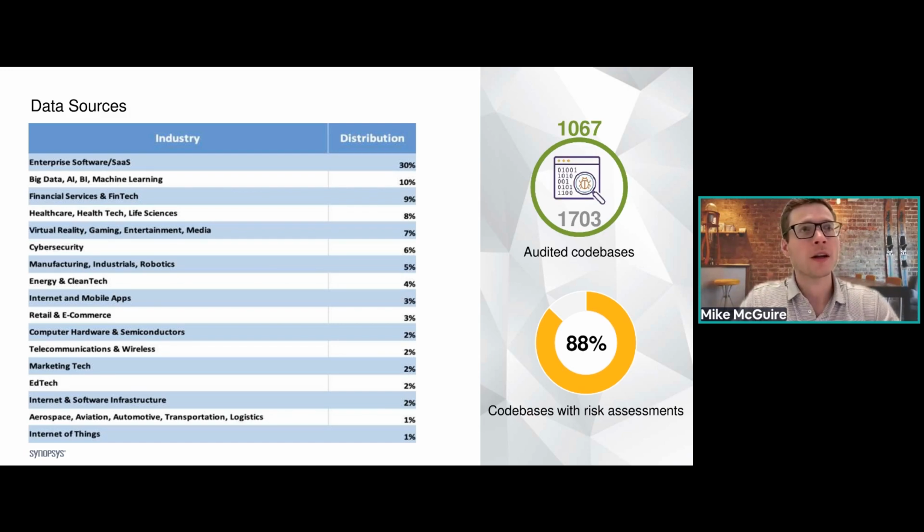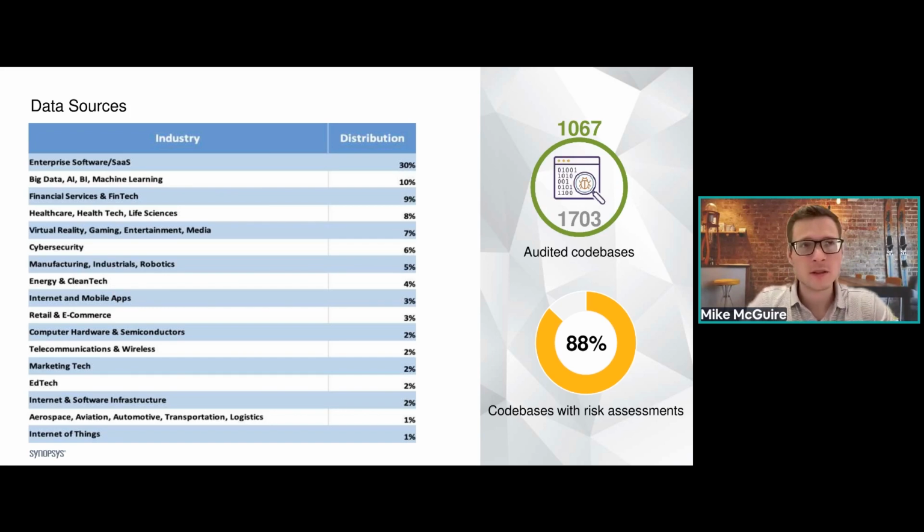We ended up auditing 1,067 code bases this year. That's down from over 1,700 last year. And really, that just comes down to the state of the economy and where tech transactions are at right now. Money is very expensive to borrow at this point in time, as I'm sure everybody here is aware. So transactions are down a little bit, but over 1,000 code bases analyzed still paints a very, very accurate picture of open source usage in modern applications.